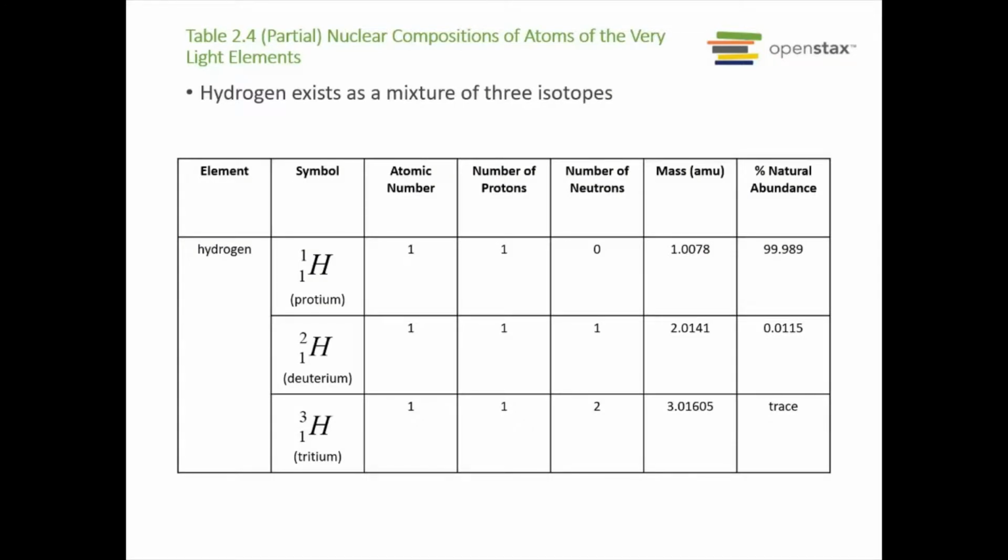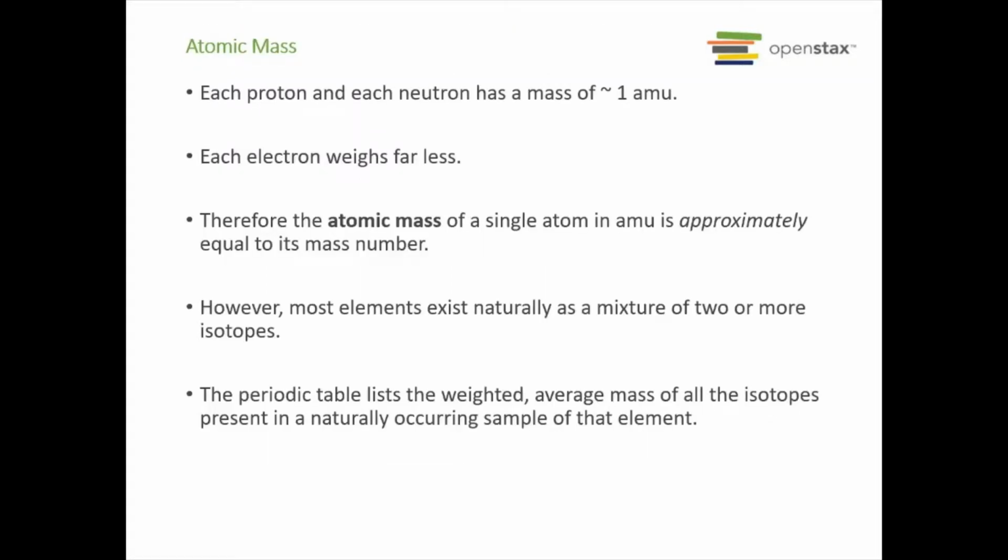Hydrogen, for example, it actually exists as 3 isotopes. You have the regular hydrogen, which is called protium, deuterium, and then tritium. Tritium is bad. Very, very, very trace amounts to the point that you really can't even detect it. It's good. Tritium will kill you. Okay.